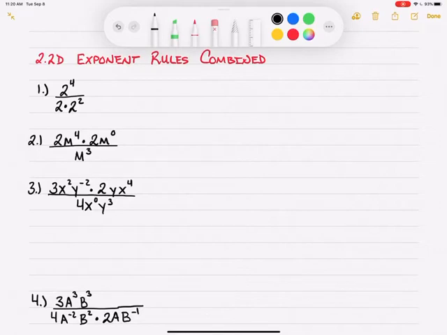So in example 1, I have 2 to the 4th divided by 2 times 2 squared. So if I look at this, in the bottom, 2 times 2 squared is going to become 2 to the 1 plus 2 power. So I'll have 2 to the 4th over 2 to the 3rd. This is the quotient rule, which says when I divide like bases, I subtract the exponents. So this is going to become 2 to the 1st power, which is equal to 2.